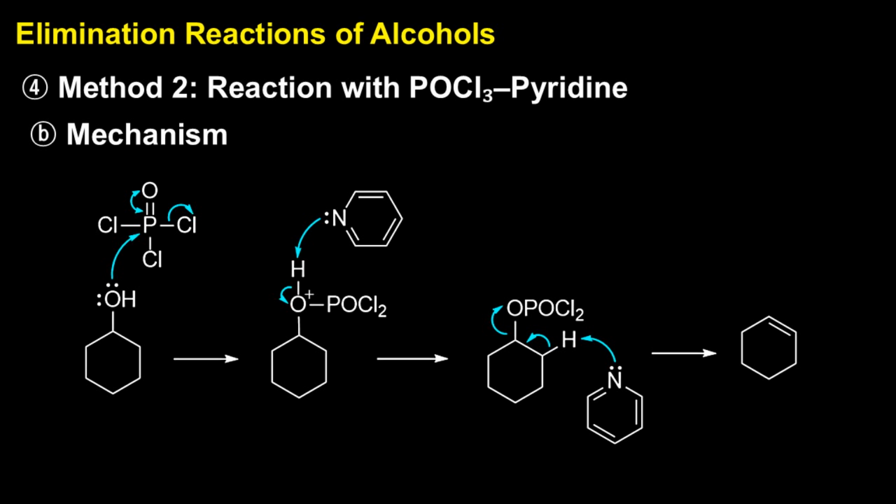First, the alcohol reacts with POCl₃. The oxygen attacks the phosphorus, and a chloride ion gets kicked out. This forms an intermediate with a POCl₂ group, which is a great leaving group. Then, pyridine removes a proton from the oxygen to neutralize it. Now the molecule is ready for elimination. Another pyridine takes a beta hydrogen, while the OPOCl₂ group leaves all in one concerted step. That's your classic E2 mechanism. No carbocation ion, no rearrangement, and the result is a clean, high-yield alkene.